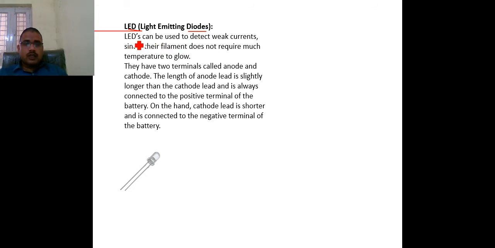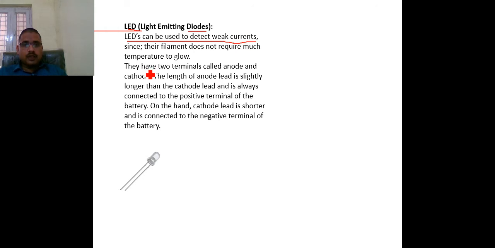The LED can be used to detect weak current. Whenever there is a weak current, the LED can detect it, since its filament does not require much temperature. In case of the bulb, as already discussed, a high current is required at a high temperature, and with high current the filament will glow. But in case of LED, a small temperature is required to glow.